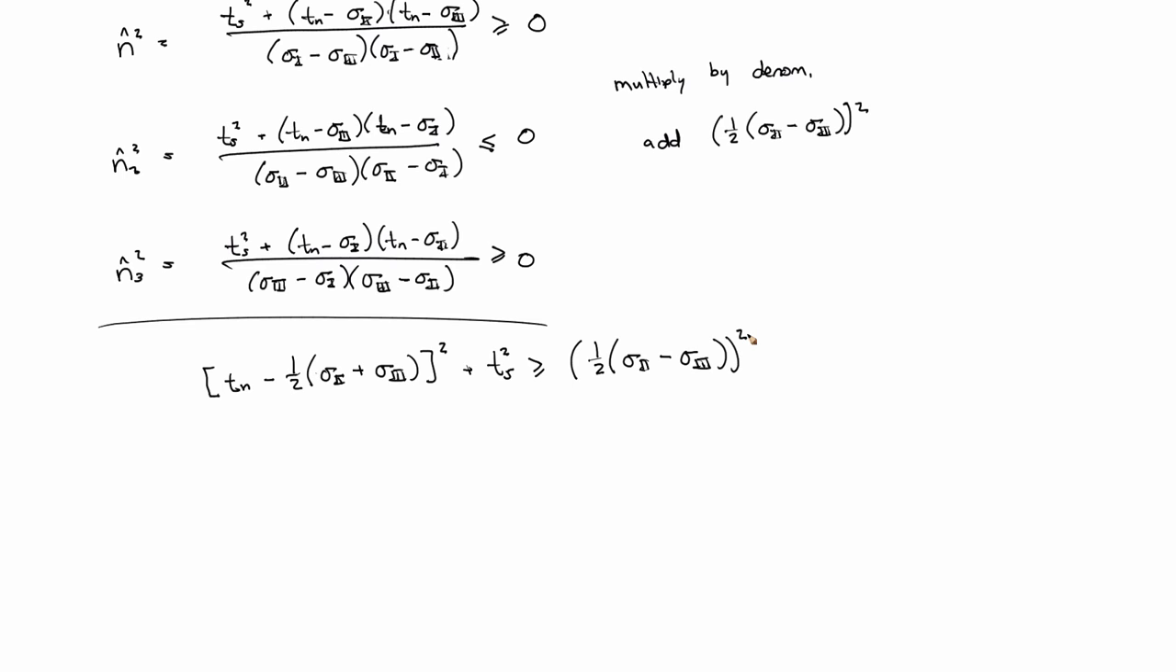T sub n would always be what? Greater than the principal stresses. No. T sub n is going to be somewhere between sigma 1 and sigma 3. So T sub n is going to be always greater than sigma 3, so that first term would be positive, and it's always going to be less than sigma 1, so that would always be negative.